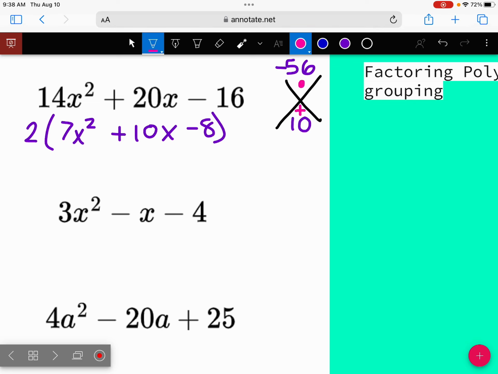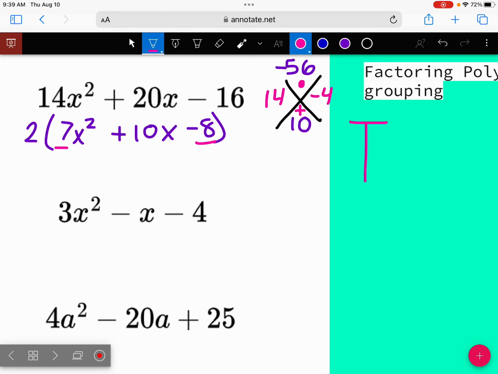Where'd you get negative 56 from? 7 times minus 8. A times C. Good question. This one's going to take a second so it doesn't pop easy into the head right here. 14 and negative 4. When in doubt, look at your factors of the top number.